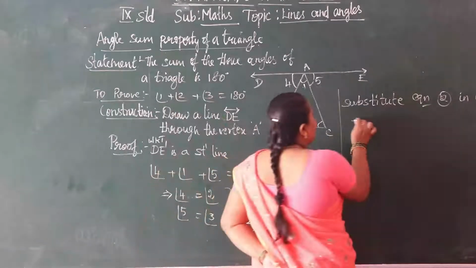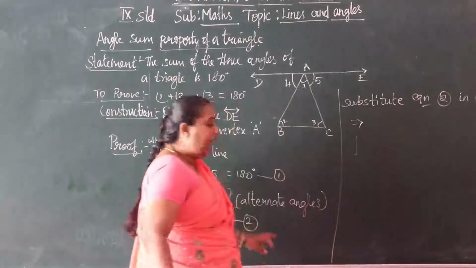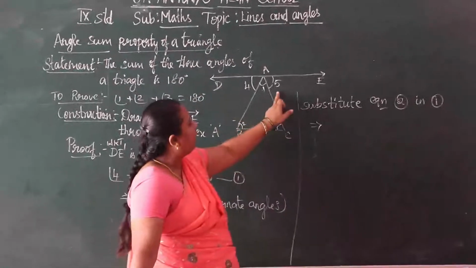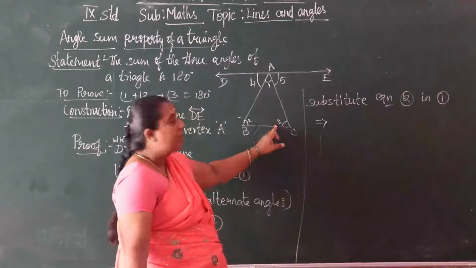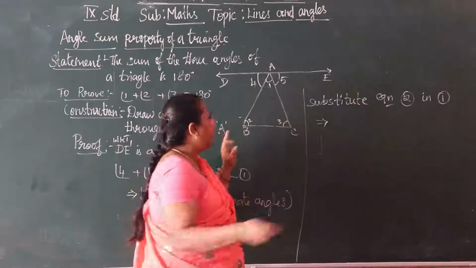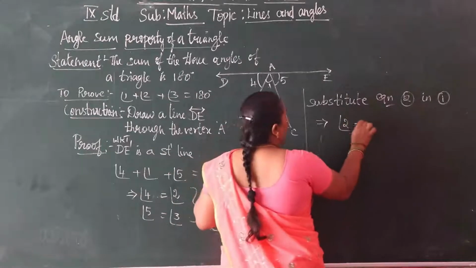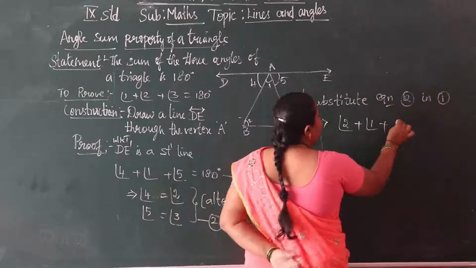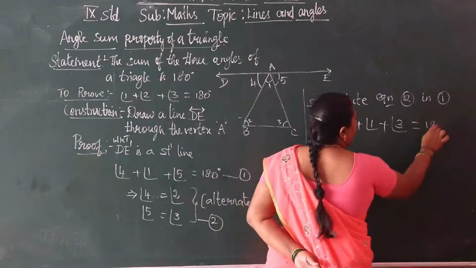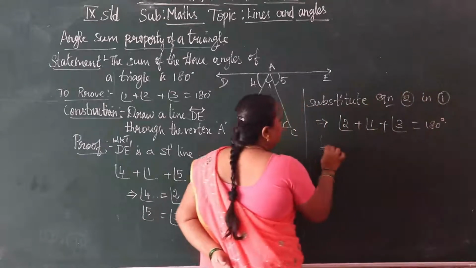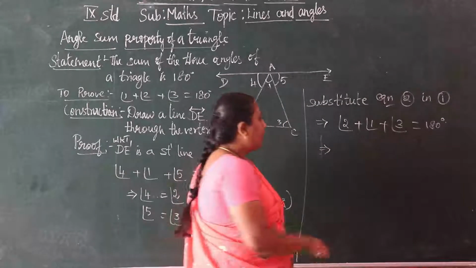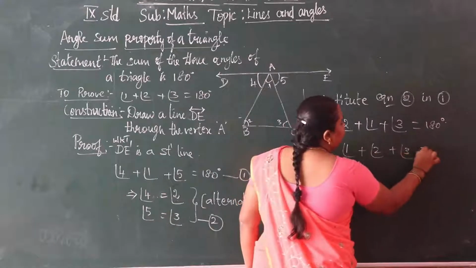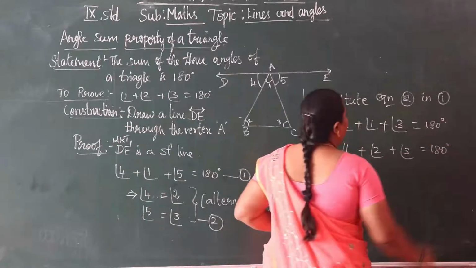So what is equation 2 here? That is angle 4 equals angle 2, angle 5 equals angle 3. So we can write angle 4 as angle 2, and then we have angle 1 plus angle 5 as angle 3, that equals 180 degrees. We can rearrange this: angle 1 plus angle 2 plus angle 3 equals 180 degrees.